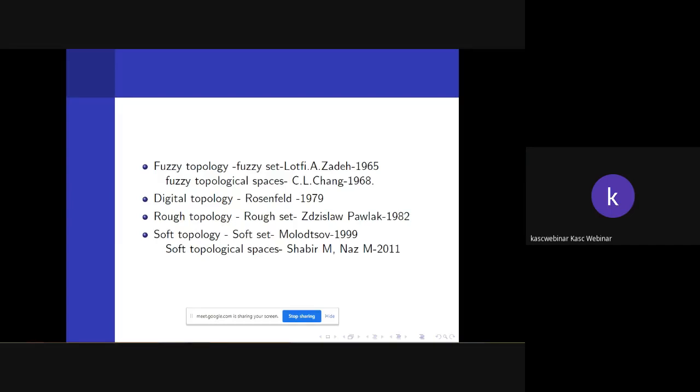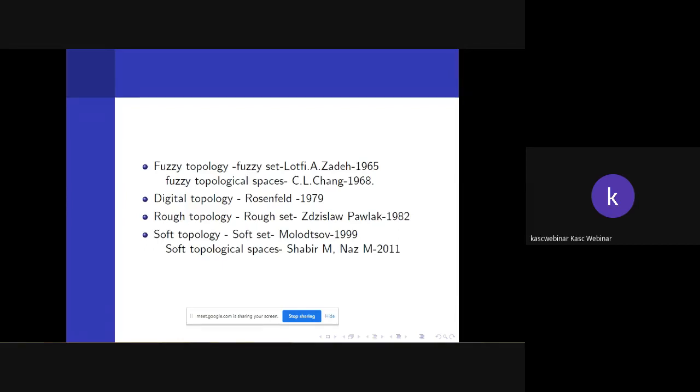The fuzzy set was introduced by Zadeh in 1965, and Chang introduced the fuzzy set into topological spaces; fuzzy topological space was introduced by Chang in 1968. Digital topology is in the field of pictures, that is digital images, 2D and 3D images, studying connectedness. There, whether the union and intersection conditions are satisfied is studied in images. It was introduced by Rosenfeld in 1975.